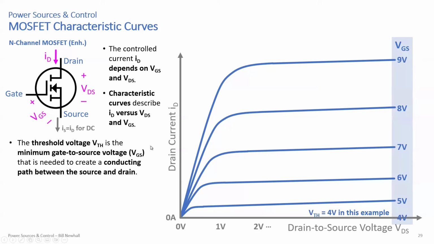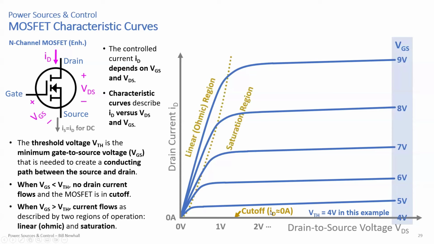The threshold voltage is the minimum gate to source voltage that is needed to create that conducting path between the source and the drain. So that's why down here, I show 4 volts right on the horizontal axis, because at 4 volts, you get 0 drain current. If you have less than 4 volts, you have no current flowing through this device. So that's the threshold voltage. And so you get over 4 volts, and then you've created a conducting path. But right at 4 volts and below, there's no drain current. ID equals 0. So for VGS, gate to source voltage, less than V threshold, there's no current. The MOSFET's in cutoff. ID is 0 amps.